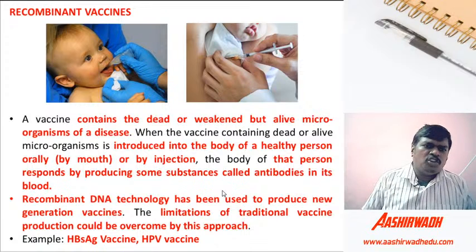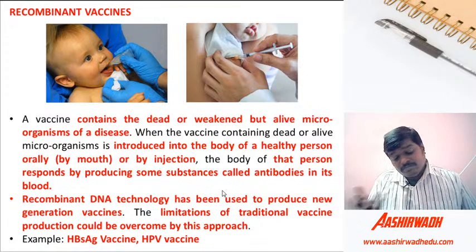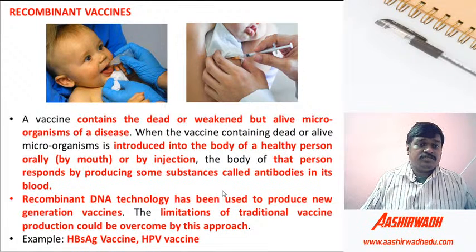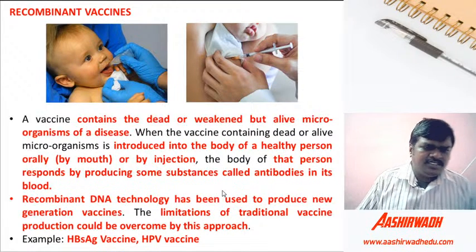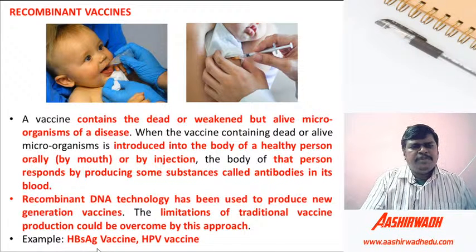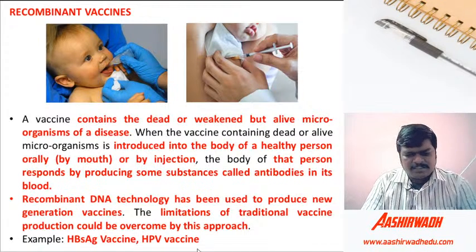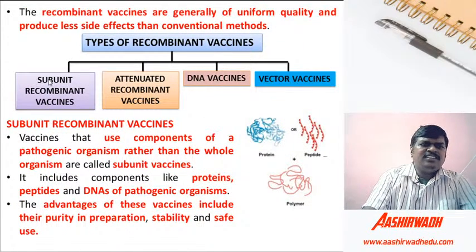Recombinant vaccines can also be produced through recombinant DNA technology. Through recombinant DNA technology, we can produce a lot of vaccines. Some of the examples of vaccines mainly used are the HBsAg vaccine and HPV vaccines. Now let us learn about the various recombinant vaccines.